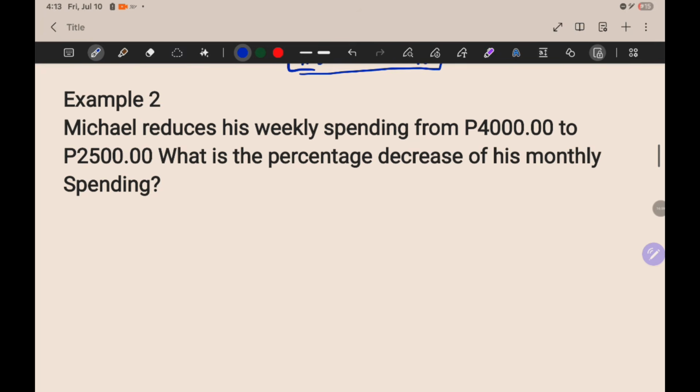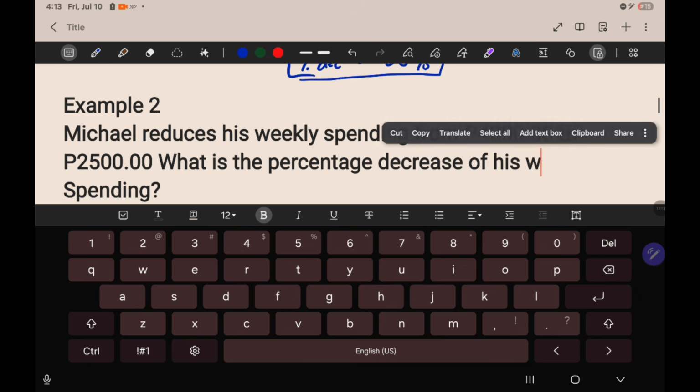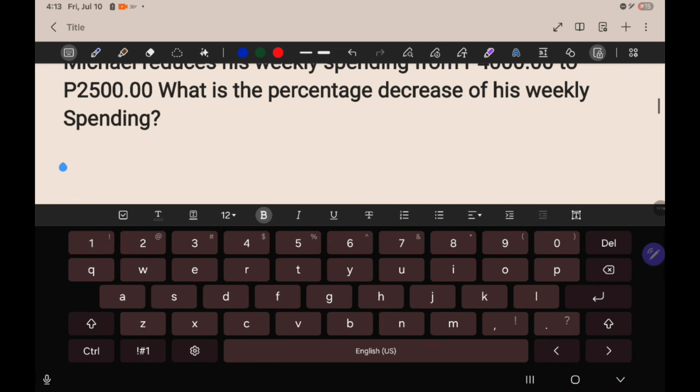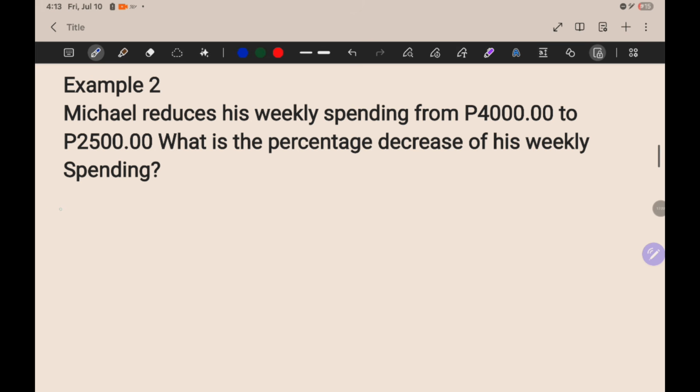So, for example number 2, Michael reduces his weekly spending from 4,000 to 2,500. What is the percentage decrease of his monthly or weekly? Rather, that should be weekly. So, palitan natin. So, that is weekly. Ayan. So, weekly spending. So, solve natin. So, again, take note of the original value and the new value. So, the original value is 4,000 and the new value is 2,500.